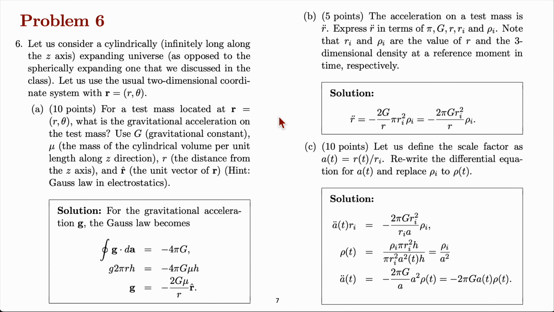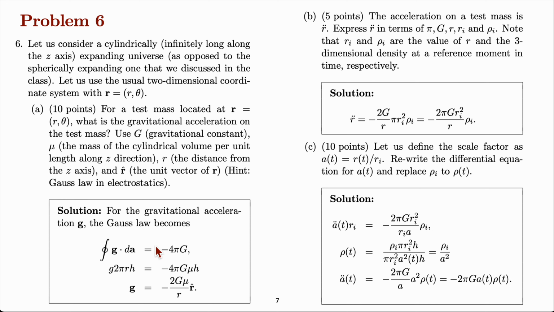Number 6 consists of 3 parts. We are thinking of a cylindrically expanding universe, as opposed to the spherically expanding one that we discussed in class. We are given this new 2-dimensional coordinate, r and theta. For a test mass at this location, you are asked to calculate the gravitational acceleration, and you have G and mu, the mass density per unit length along the z direction, and r, the distance. You are supposed to use all of them.